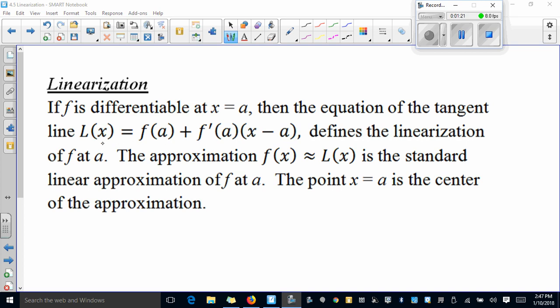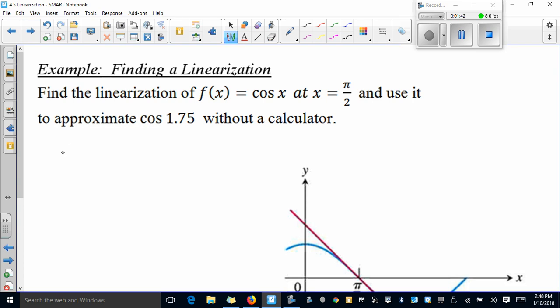So finding linearization: find the linearization of f of x equals cosine of x at x equals pi over 2. Then use it to approximate cosine of 1.75 without a calculator. So they're giving you the graph. They're going, here it is. So we got our cosine curve here, pi over 2. We can see what's going on, and we're going to form the linearization for it.